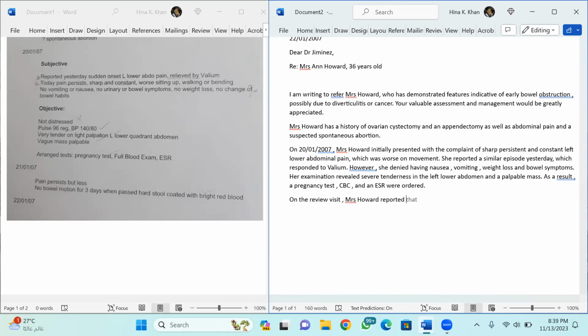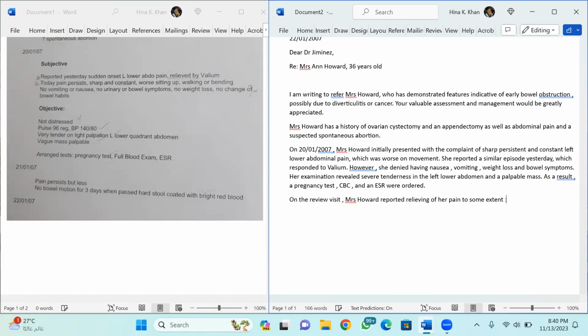So the pain was somehow relieved. Reported what? Relieving of her pain, to some extent. Now, can you see how I have paraphrased it? Pain persists but less. Pain is still there, but it's less. Reported relieving of her pain to some extent.